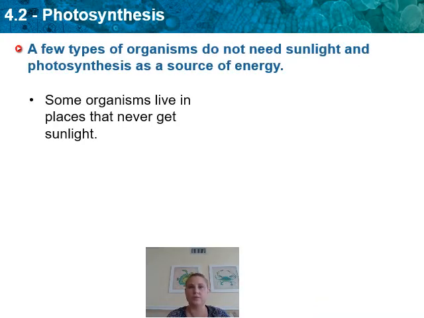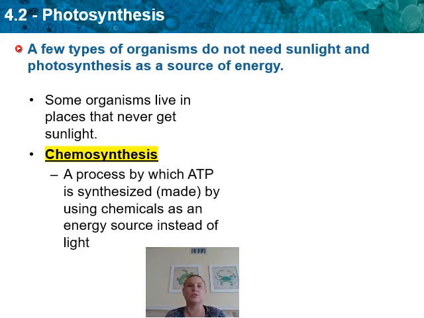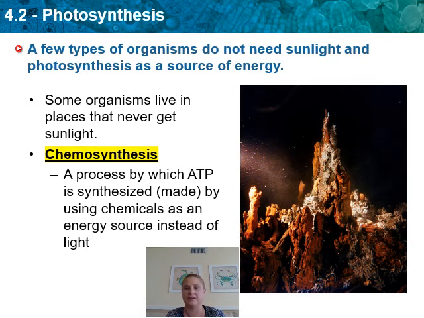There are a few types of organisms that do not need sunlight and photosynthesis as a source of energy. These are things that don't live in places that will ever get sunlight, and they usually live in the deep oceans near little thermal vents where sulfur comes out, and they survive with a process known as chemosynthesis. Chemo means chemicals. So it's a process by which ATP is synthesized or made using chemicals as an energy source instead of light. And again, these are things that will never, ever see the light of day.